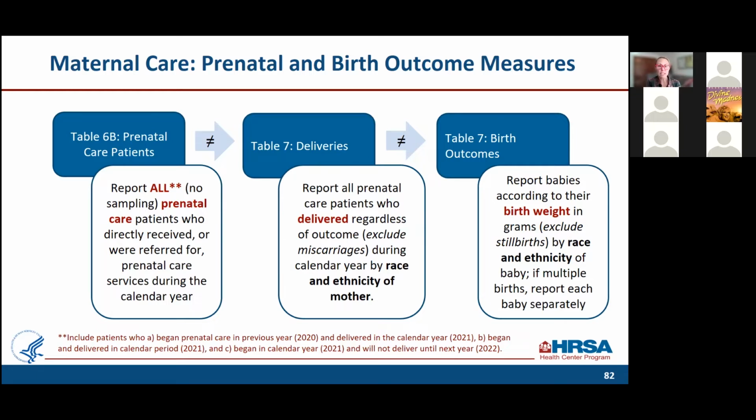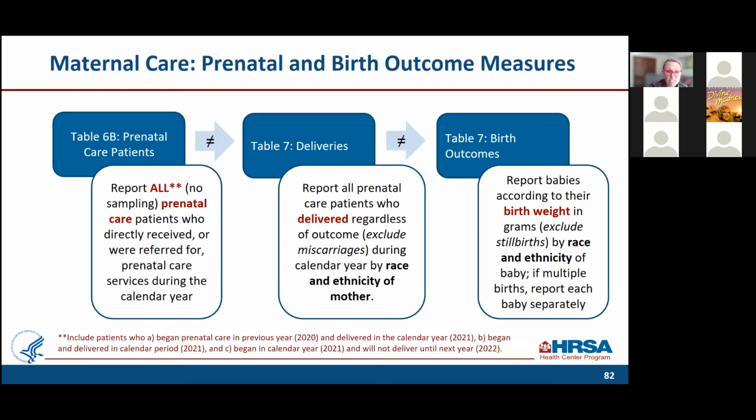On table 6B, report your prenatal care patients by age and trimester of entry. Remember that pregnancies cross years, and you'll need to include those prenatal patients. So patients who began prenatal care in the previous year and delivered in the current year, patients who began prenatal care and delivered in the current year, and patients who began prenatal care in the current year and will not deliver until next year. Those all need to be captured in table 6B.